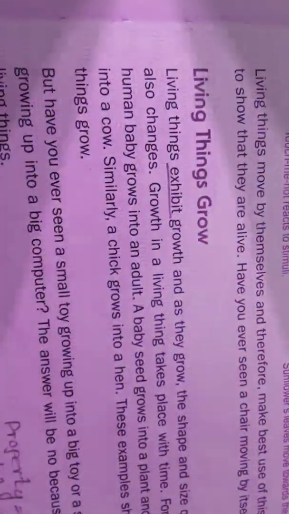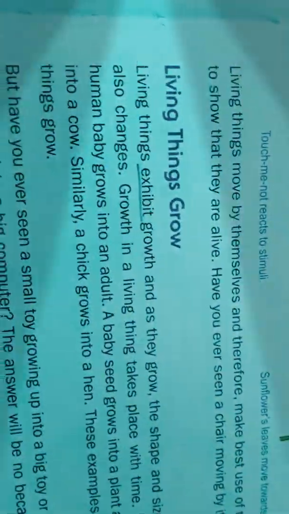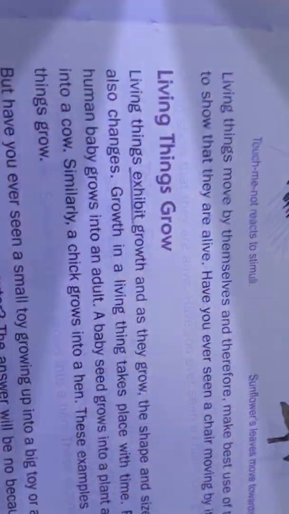For example, a human baby grows into an adult, a baby seed grows into a plant, and a calf grows into a cow. Like that, a lamb can grow into a sheep. Similarly, a chick grows into a hen. These are examples of how living things can grow. But have you ever seen a small toy growing up into a big toy? Never. It is not possible.